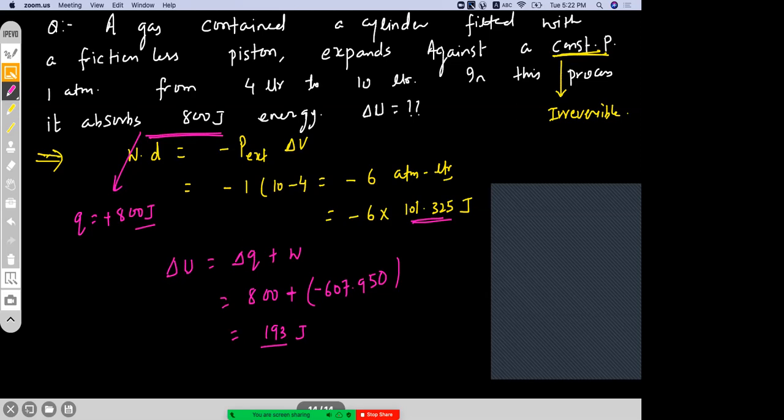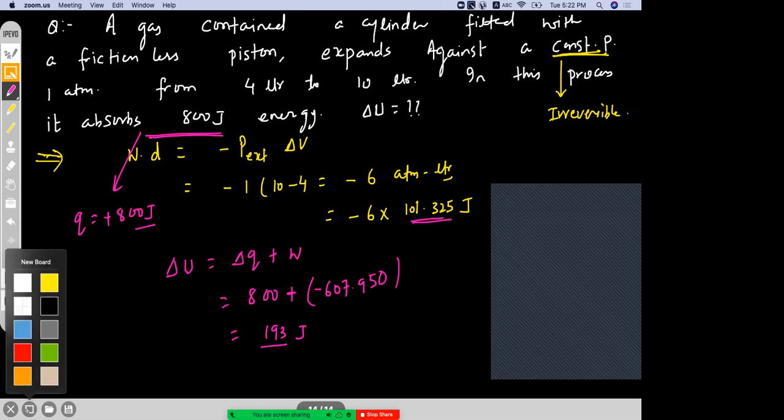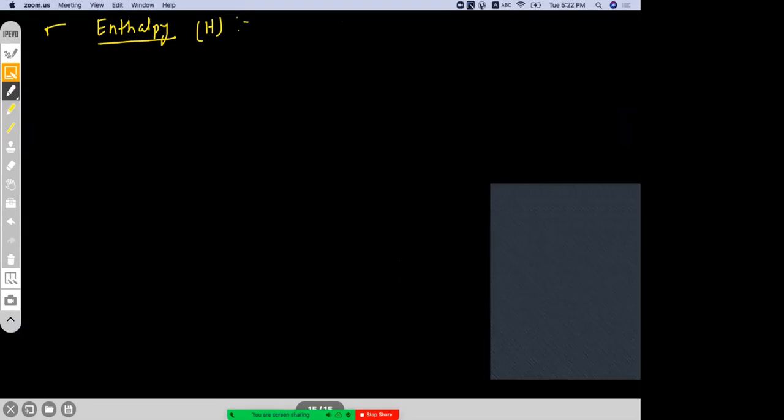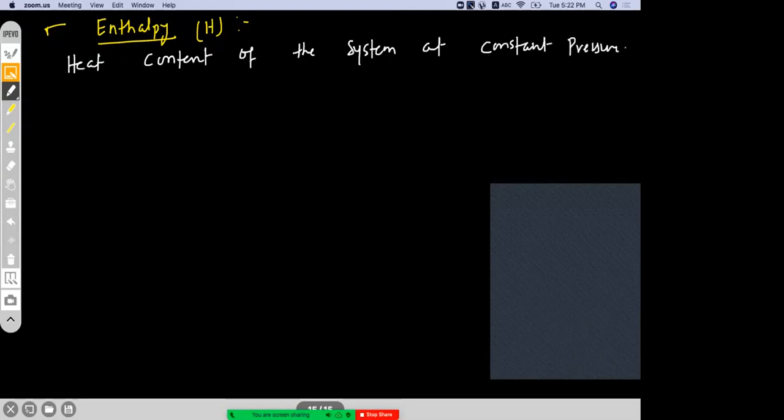Okay, now the next thermodynamic term we have is enthalpy. Everyone write down the heading, enthalpy. Enthalpy is represented by H. Write down the definition: it is the heat content of the system at constant pressure. So dU is equal to what? The first law of thermodynamics, dQ plus dW. At constant pressure, simply we can write this as dU is equal to dQ.